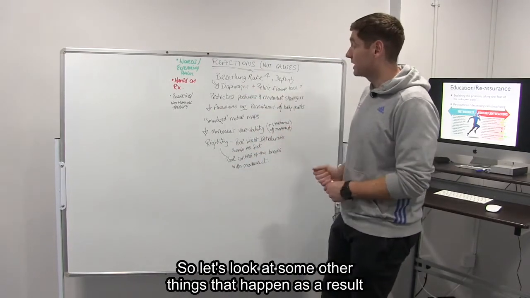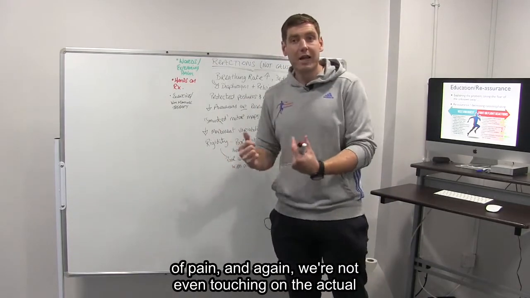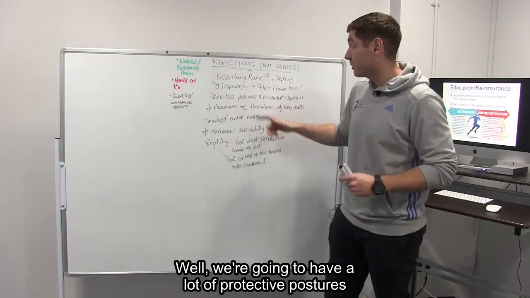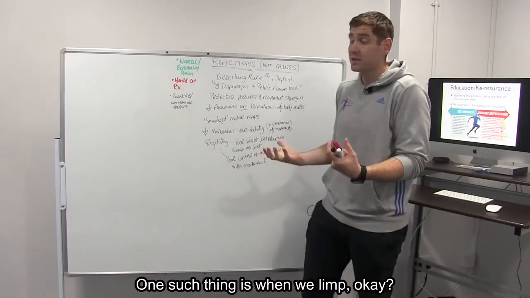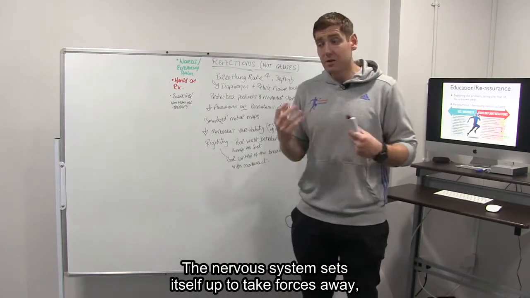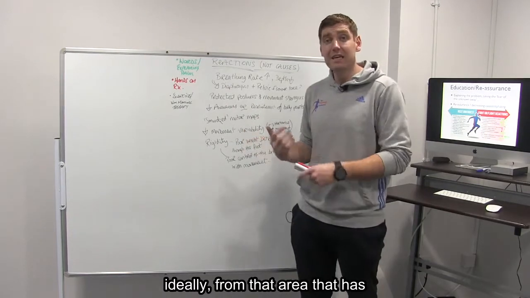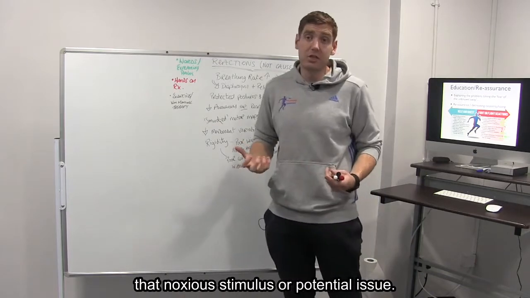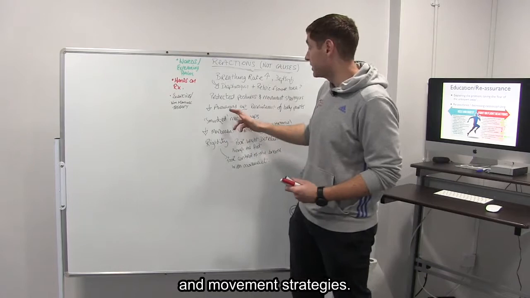So let's look at some other things that happen as a result of pain. And again, we're not even touching on the actual potential true stressor here. We're going to have a lot of protective postures or protective movement strategies. One such thing is when we limp. The nervous system sets itself up to take forces away, ideally, from that area that has that noxious stimulus or potential issue. So we're going to have protective postures and movement strategies.